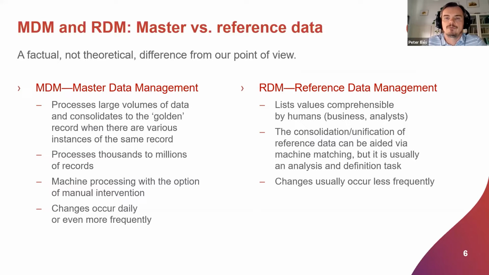These lists are usually comprehensible by humans, meaning the business analysts or the business people can deal with the whole list. Still, you might use similar techniques as in MDM to unify such lists, but usually it's rather an analysis task. You don't need to overkill with software just to make unification and golden records. If you talk about 10 or 100 records, you find the link between different notations of the same record, and these changes do not occur so frequently.